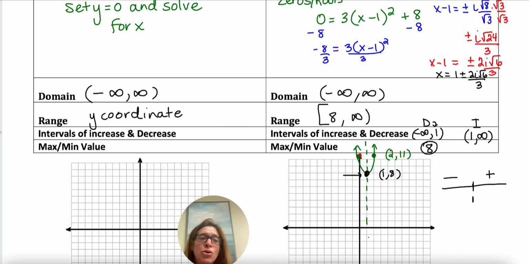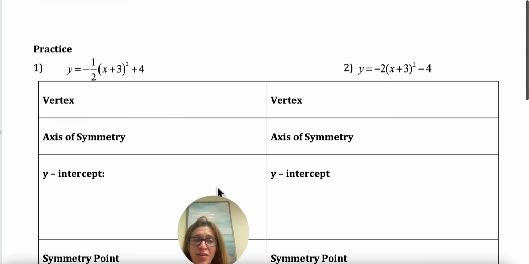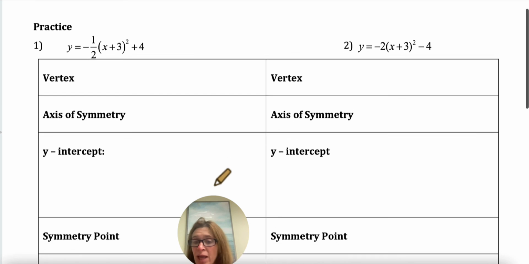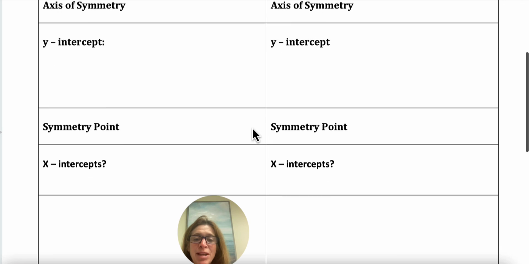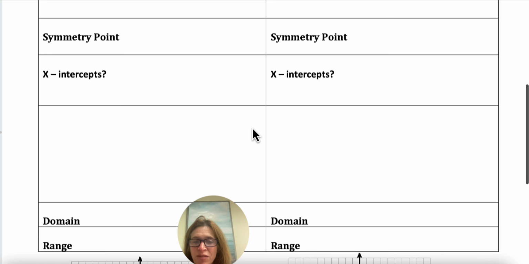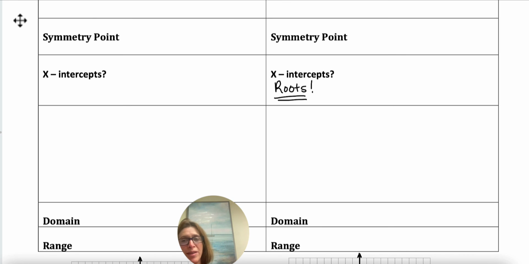All right, so what I suggest you do is now you go through that whole process on the next page. So pick one, or do both if you'd like. The answers are posted online for you to check. And I gave you some space to find your x-intercepts, but if there are no x-intercepts, make sure you find your roots. Now, hopefully you're seeing that if it is in vertex form, the square root method is going to be the best way to find those roots.